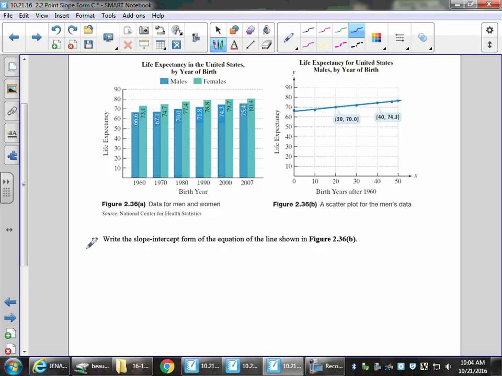What does x represent here? And what does y represent? The labels on the graph can help us out. So number of years, good. Number of years after 1960 is x. And y is life expectancy. So I see me writing, but some of us not writing. This is for you. Take notes with me.